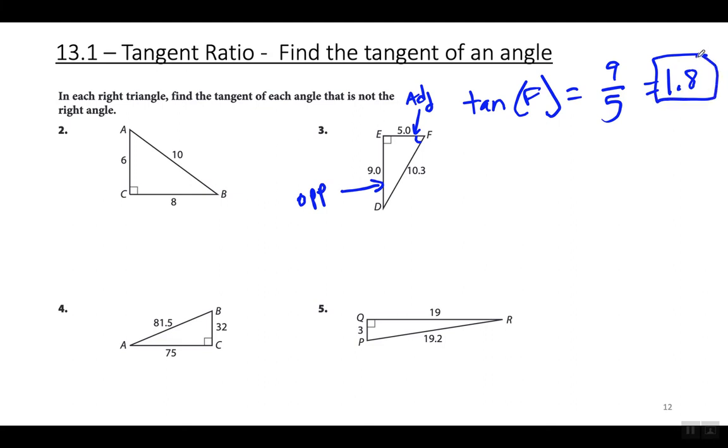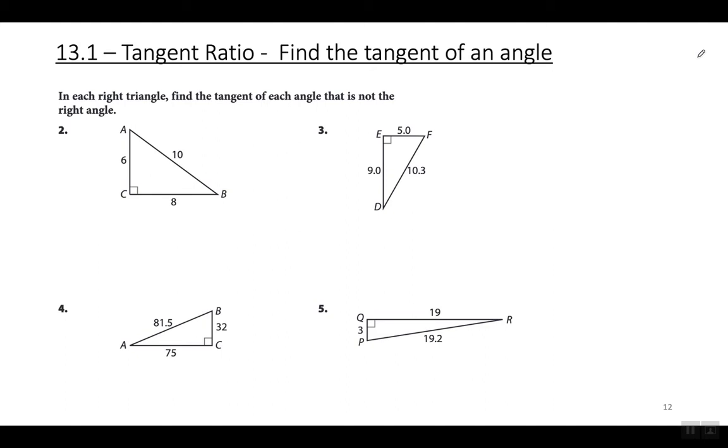Let me do number 4. So for number 4, the tangent of angle A, from the point of view of angle A, the opposite side is 32, and the adjacent side is 75. So 32 divided by 75 is going to equal approximately 0.43 if I round it to the nearest hundredth.